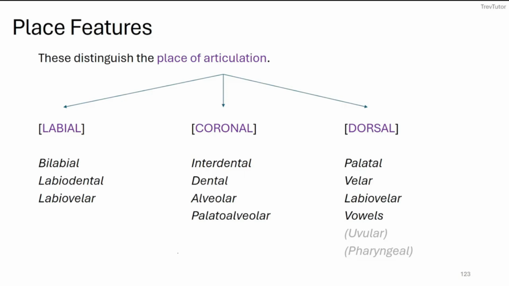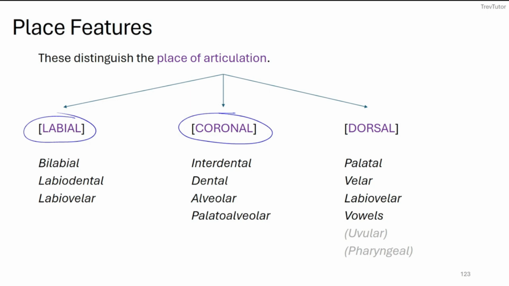Now we have some place features. And place features are a little bit more general than what we use in our phonetic description. And they relate to the bottom articulators of your mouth. So we have labial sounds that include bilabial, labiodental, and labiovelar sounds. We have coronal sounds, which involve the tip of the tongue. So these are interdental sounds, dental sounds, alveolar sounds, and postalveolar sounds.